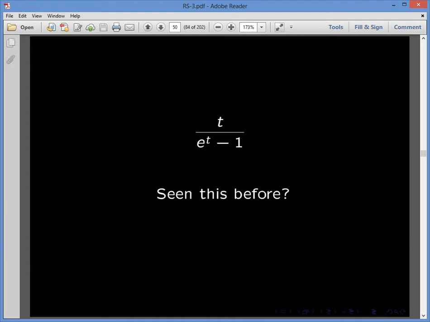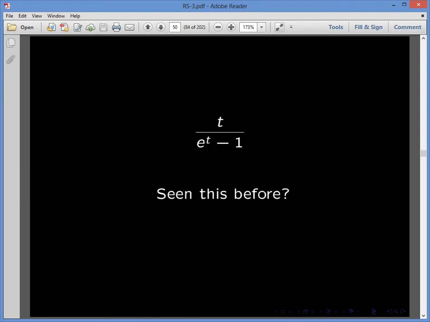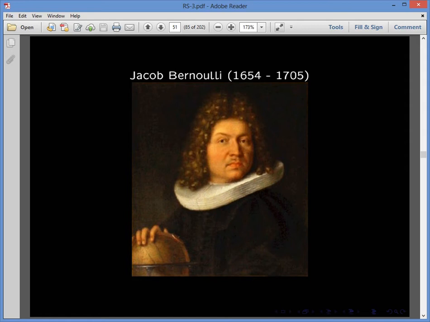All right, let me go back and emphasize it. This function and this function in here, I know that function, and I hope you recognize this function as well: t divided by e to the t minus 1. This one is introduced in probably virtually all combinatorics classes, if they reach the generating function part. It is the Bernoulli numbers, and here's Bernoulli's picture.